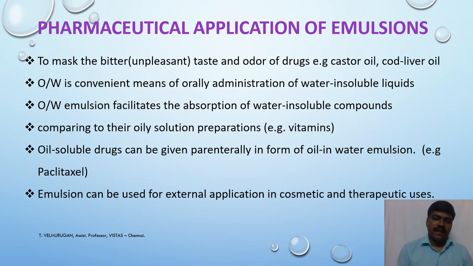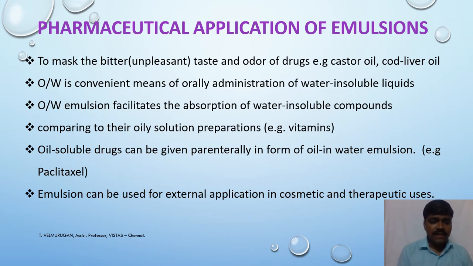Next, third one, oil in water type of emulsion. This oil in water type of emulsion facilitates the absorption of a water insoluble compound. So there is a water insoluble compound, now converted into an oil in water type of emulsion, then it will facilitate the absorption. Okay, next, compared to their oily solution preparation, for example vitamins, if you give the emulsion type, that is more suitable. That's it.